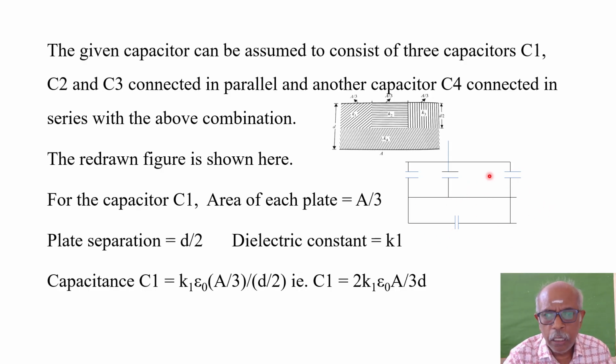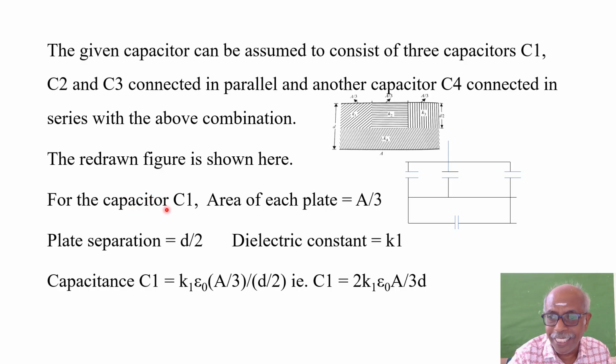Now you must find the capacitance of all the 4 capacitors, C1, C2, C3, and C4. For capacitor C1, what is the formula for the capacitance of a parallel plate capacitor? C is equal to epsilon naught A divided by D, is it not? With a dielectric, epsilon naught becomes K epsilon naught, so K into epsilon naught A divided by D.